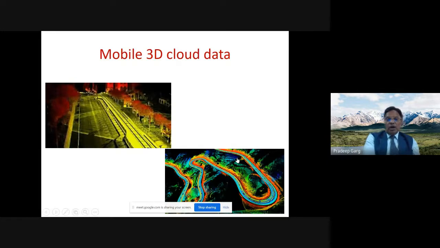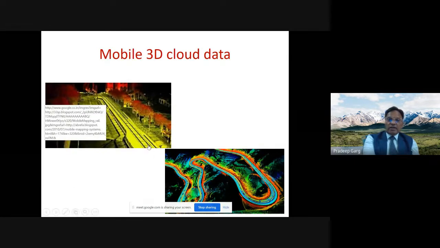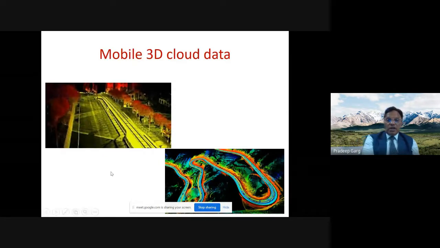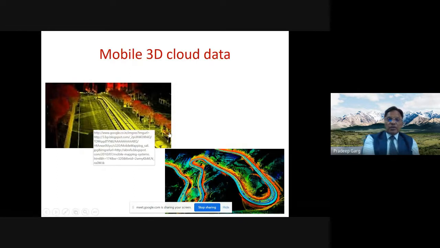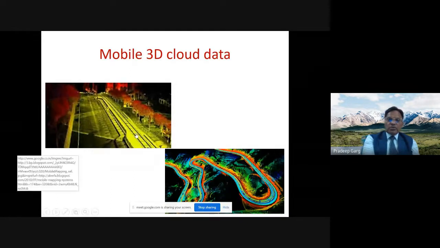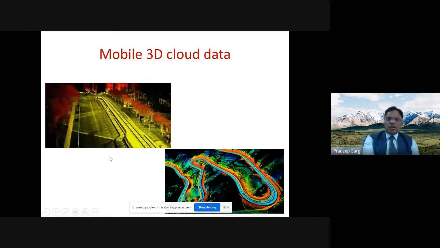So when you are moving that vehicle and collecting the data, I'm showing you a sample of the data. The top image is showing you a railway track. By the side of the railway track, you can see a pinkish kind of color. These are the trees, and then there's a platform. So you can actually see even the cracks in the railway line. So for the maintenance of the railway track, these kinds of images are very useful.